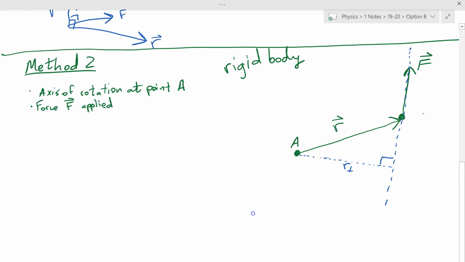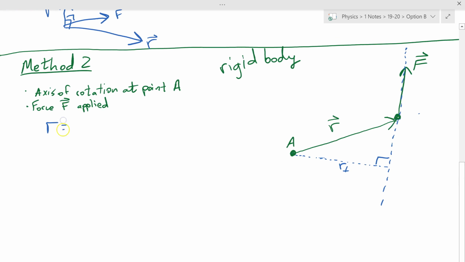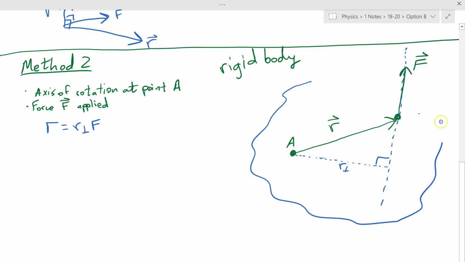So the way that you calculate torque then would be R perpendicular times F. That's it. And somehow I lost the rigid body. Okay, there it is. It will often be clear in a problem what this distance is, and it might be faster to use this method compared to method 1.